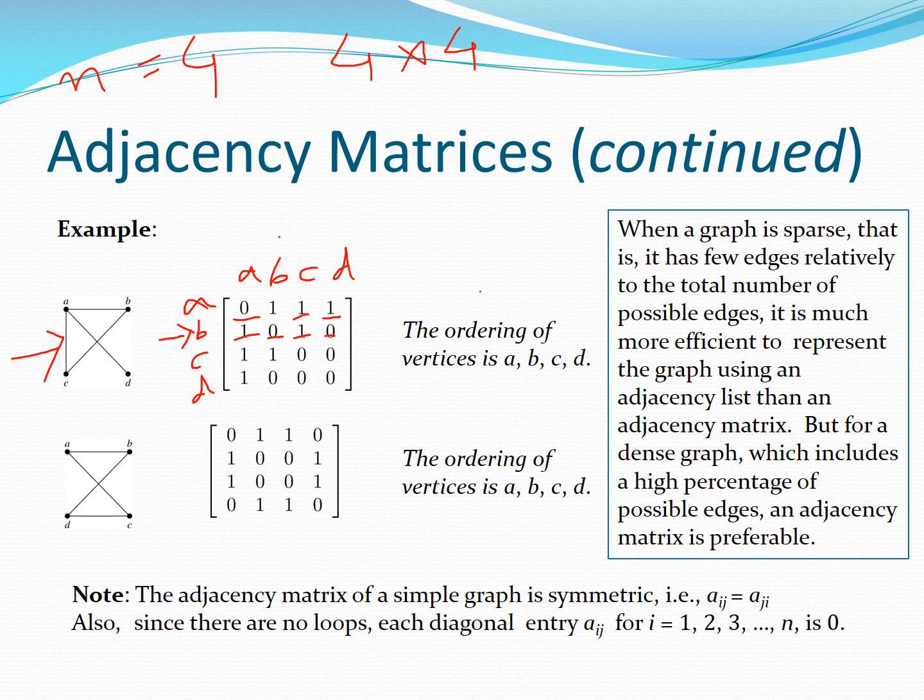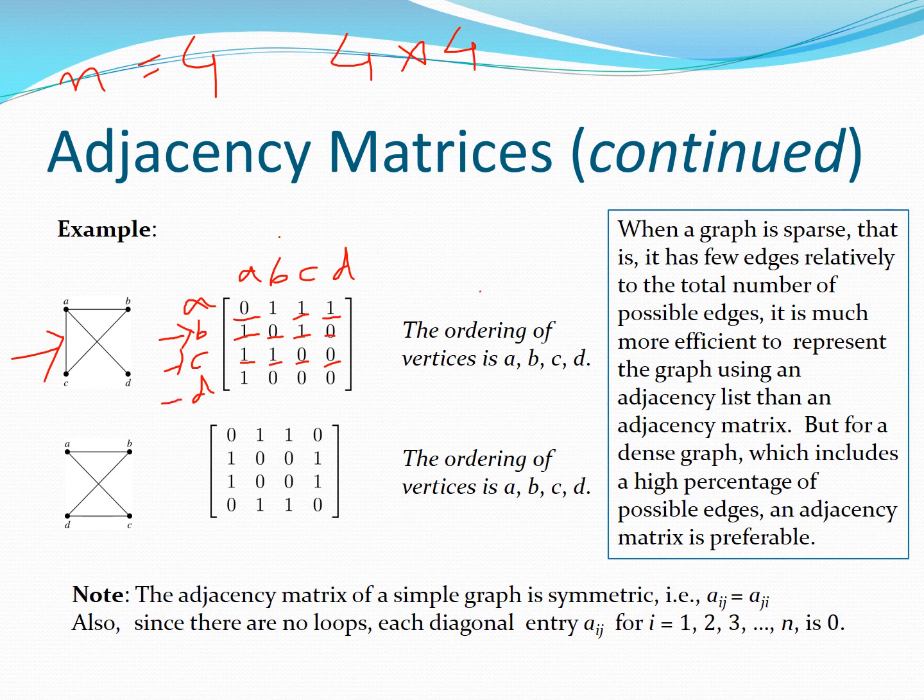Okay, now let's look at the next vertex, which is going to be C. So C has an edge to A and B, and there is no edge from C to D. So C to A, there is an edge. C to B, there is an edge. And then C to itself, there is no edge, so that's a 0. C to D, there is no edge, so that's going to be a 0.